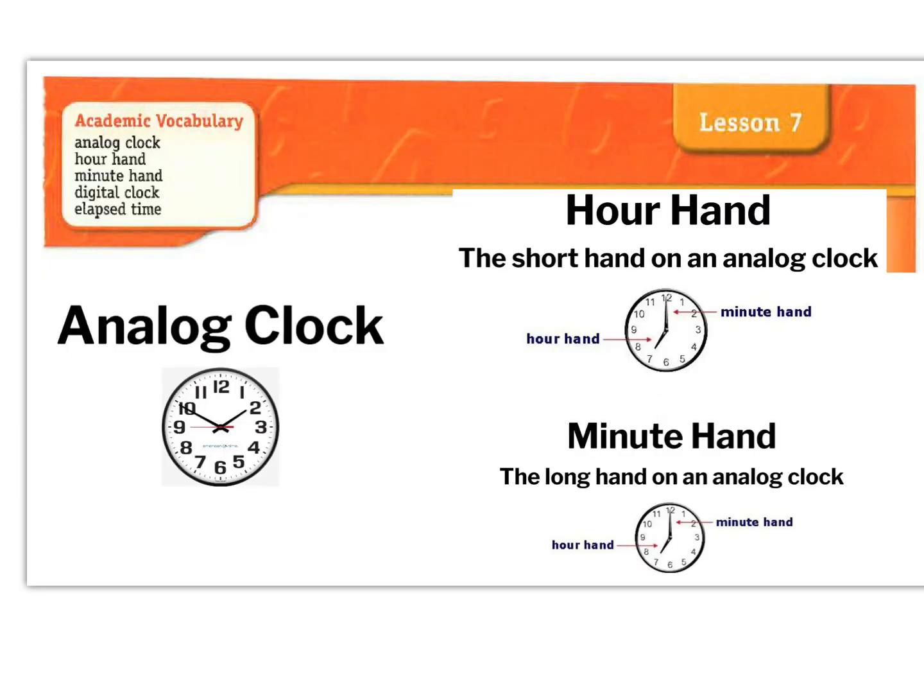So here are some of our vocabulary words. An analog clock is one that has the hands. They have the hour hand and the minute hand. The hour hand is the short hand, and it tells what hour it is. The minute hand is the long hand, and that one tells how many minutes.